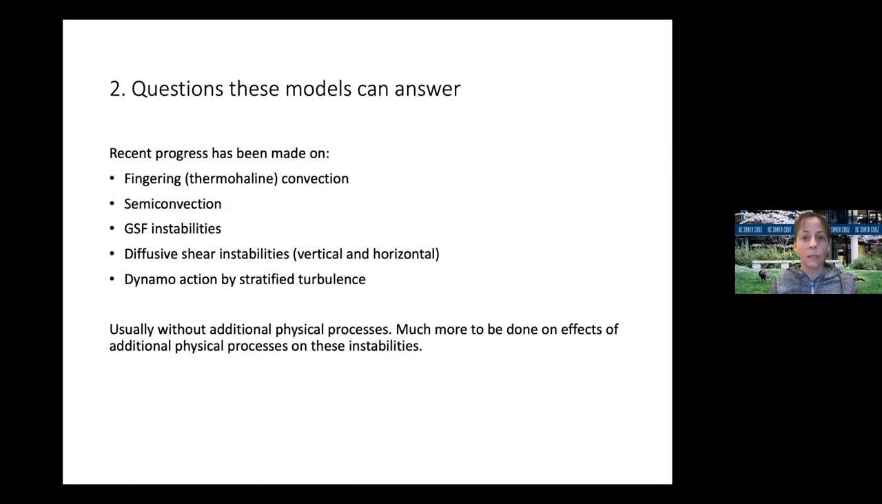So I would say that what has been done recently is to quantify mixing by fingering, convection, semi-convection, GSF instabilities, diffusive shear instabilities, and dynamo action by either stratified turbulence or generally small-scale turbulence. So these are all recent progress by various groups in the world. And usually so far without additional physical processes, although there's now tentative work on combining processes as well. But that's kind of where the field is going now, is combining processes.